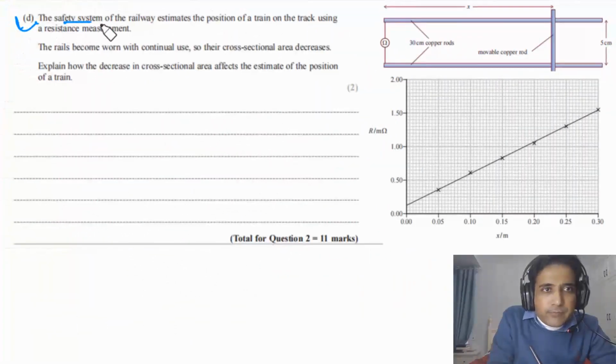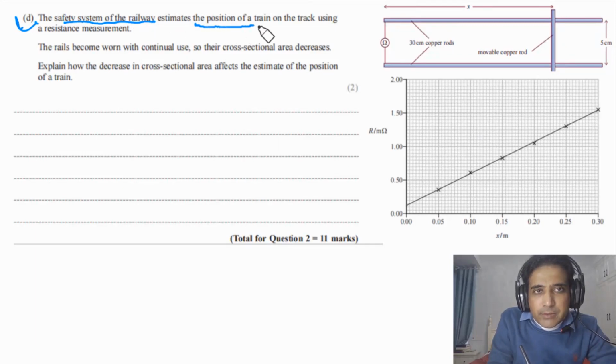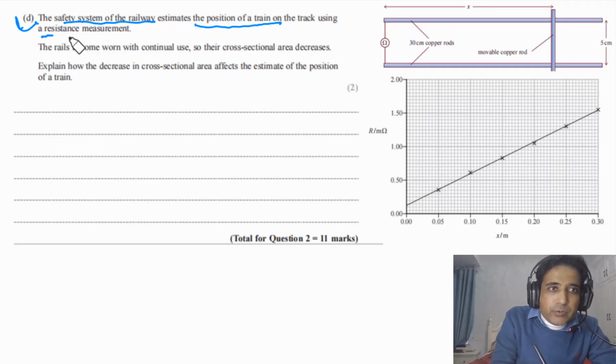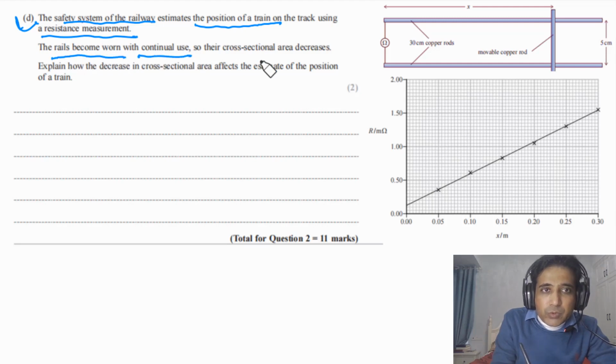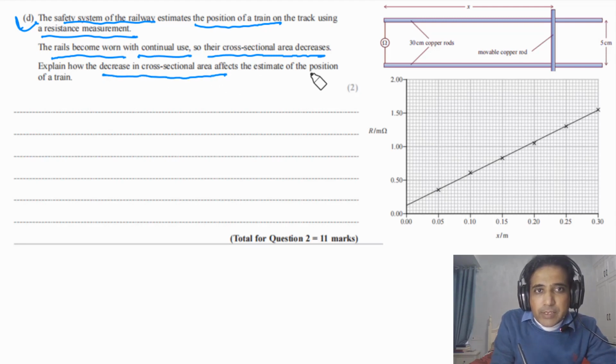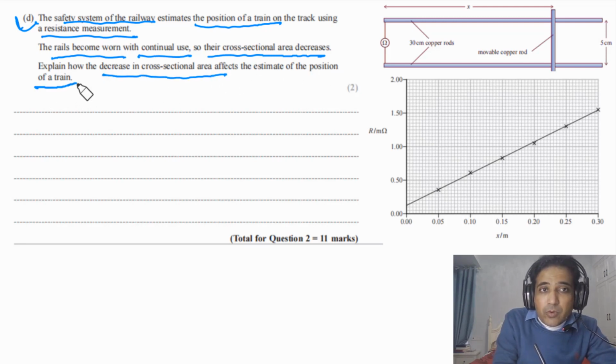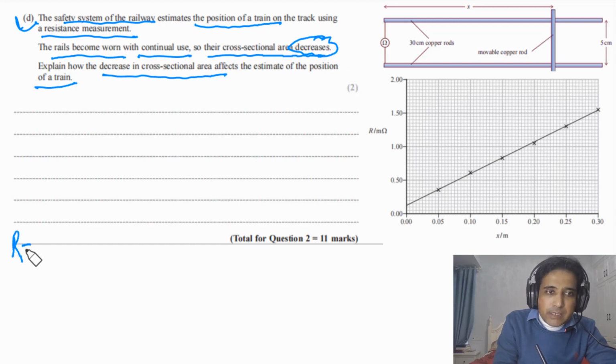Part D says the safety system of the railway estimates the position of a train on the track using a resistance measurement. The rails become worn with continuous use, so their cross-sectional area decreases. Explain how the decrease in cross-sectional area affects the estimate of the position of a train. So for this question, it is given to us that cross-sectional area decreases. So simply we can start with resistance.